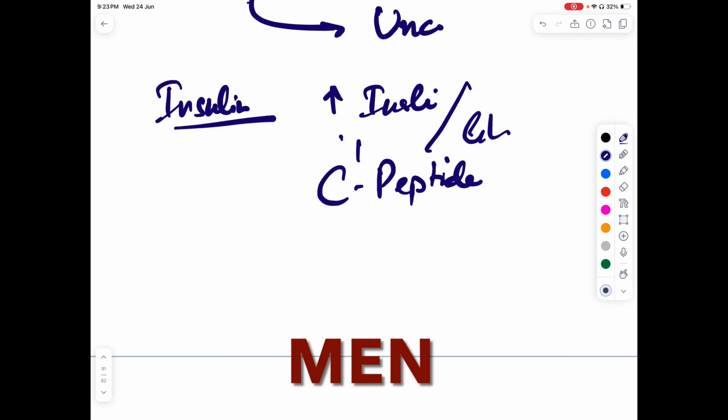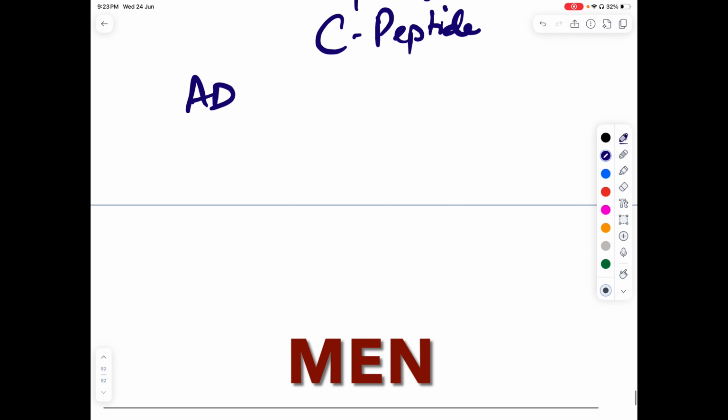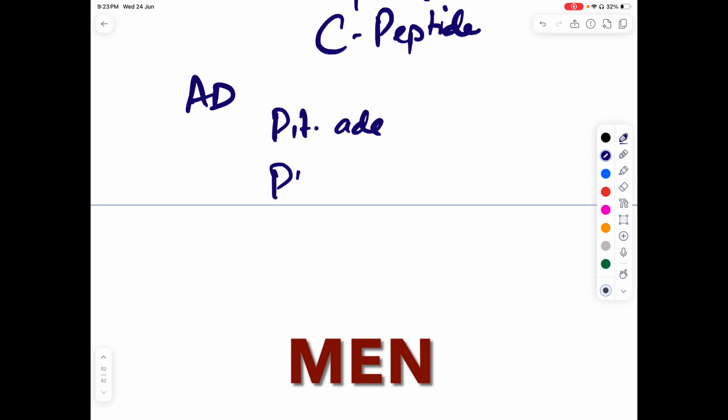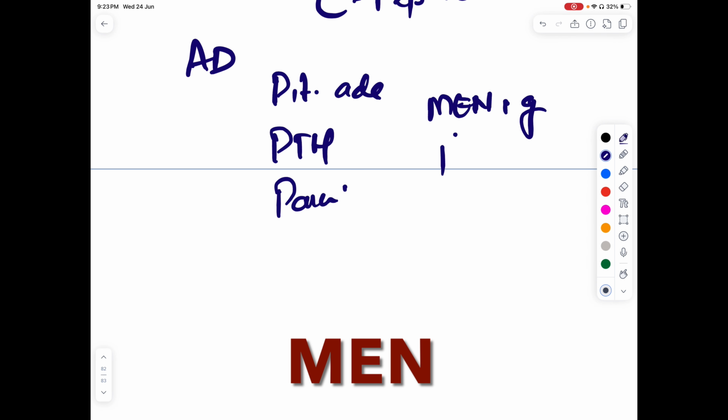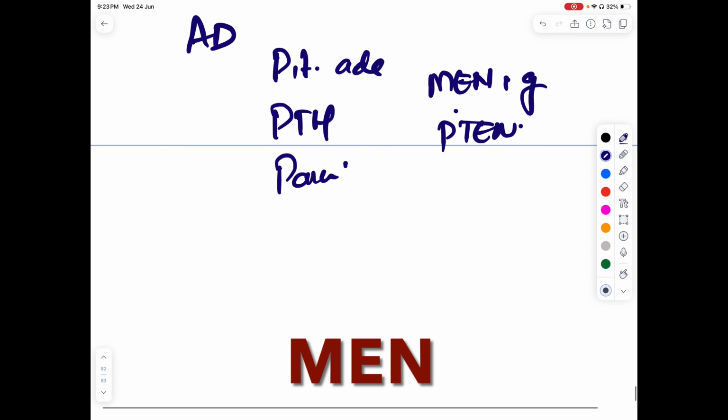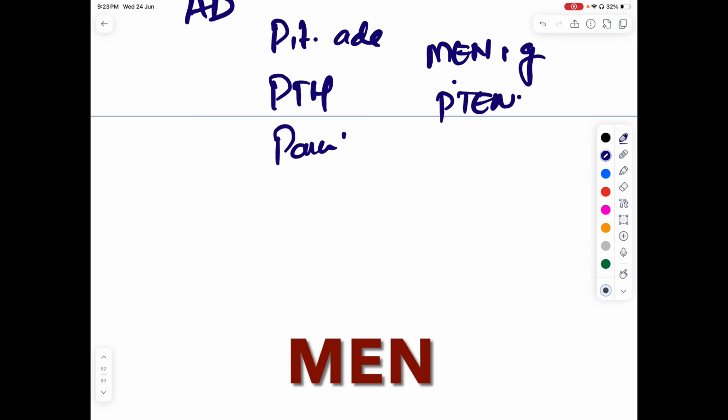Define MEN. Inherited autosomal dominant. It is again autosomal dominant, and it leads to MEN. MEN1 has pituitary adenoma, parathyroid hyperplasia, pancreatic tumors. So MEN1 gene mutation, a mutation in a tumor suppressor gene. Inactivation of this leads to it; most of the common mutations are in suppressor genes.